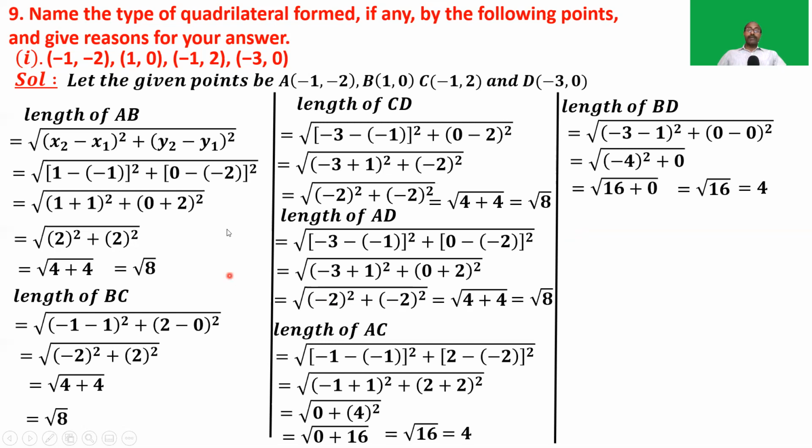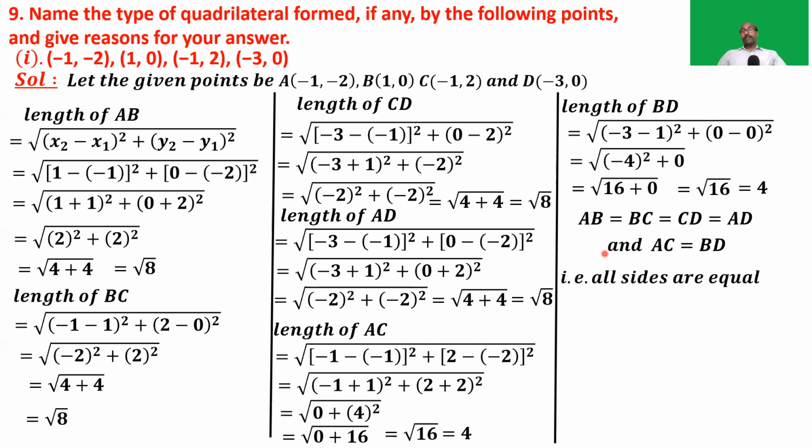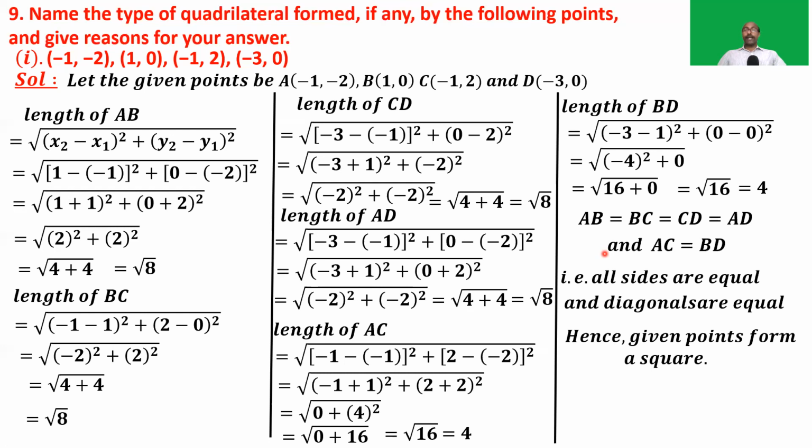So here we got all the sides equal and two diagonals are equal. That is AB is equal to BC equal to CD equal to AD, as well as AC is equal to BD. So all sides are equal and diagonals are equal. Hence given points form a square.